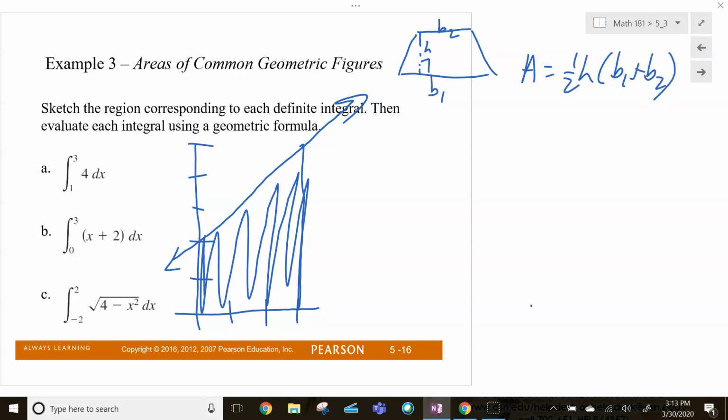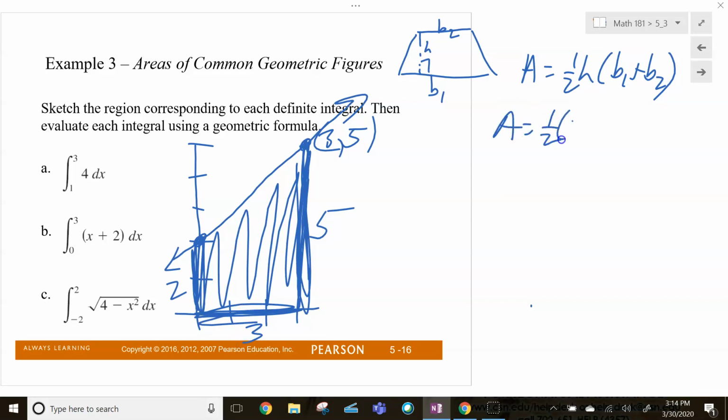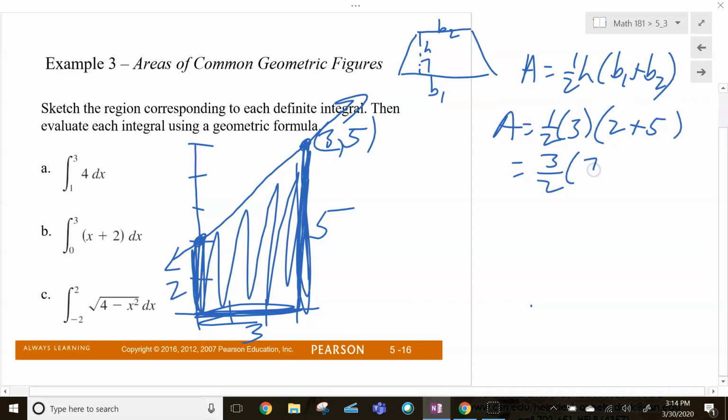Here's our base 1, here's our base 2, and this point right here is (3, 5). So this is a base of 5. This is 0, 2, so that's 2. Our height right here is 3. So this area geometrically is 3/2 times 7, so 21/2.